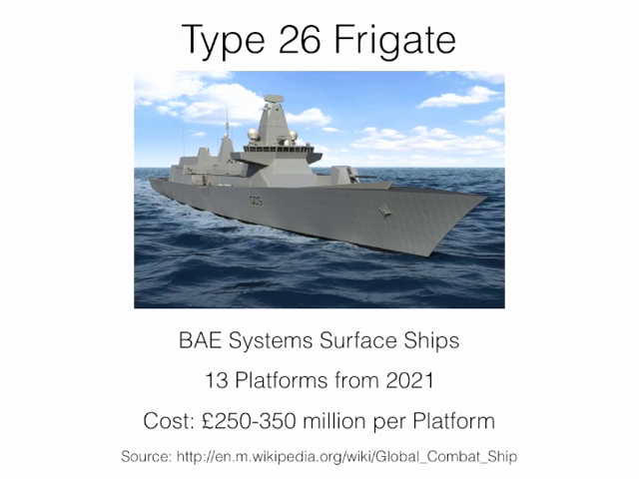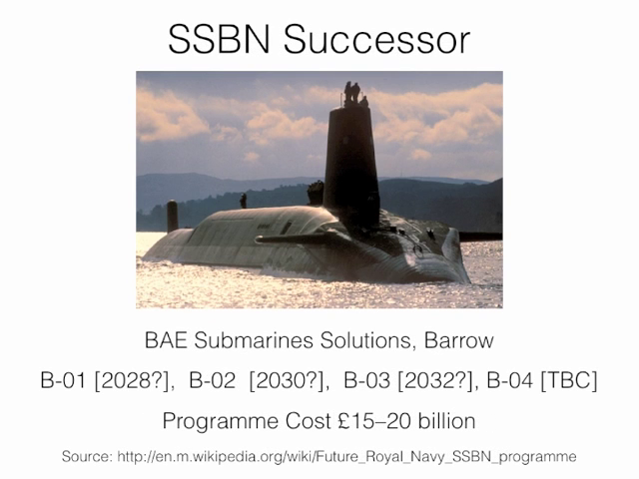Equally, Type 26 frigate, replacing the current Type 23 frigate, we're going to buy 13 platforms. They'll be coming into service around 2021, costing around £250 to £350 million each. And if you thought those were expensive, the SSBN replacement programme, currently referred to as Successor, is a massive UK-wide programme looking at the whole submarine enterprise, looking at getting the replacements in around 2030 and costing between £15 and £20 billion.